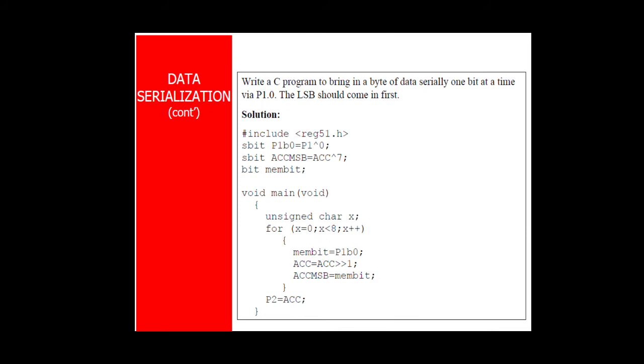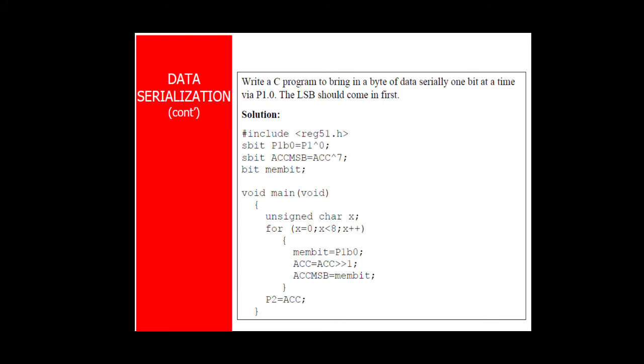Write a C program to bring in a byte of data serially. So this is different compared to the previous two programs. We have to bring in a byte of data serially one bit at a time via P1.0. The LSB should come in first. Here we have to move the data from P1.0 to the accumulator and the LSB should come in first. It means we need to perform right shift operation. Again we need variables, one to refer to P1.0, another one to refer to the MSB.